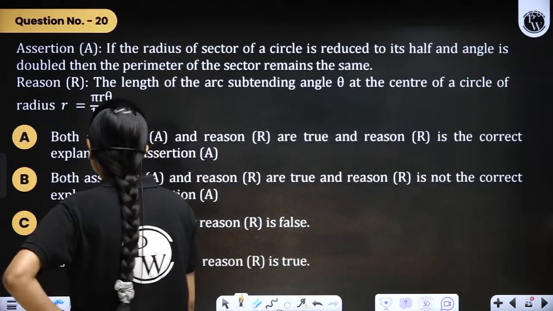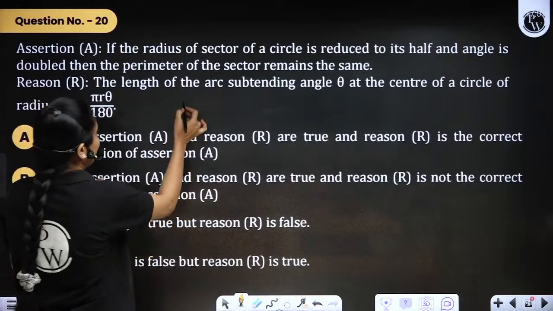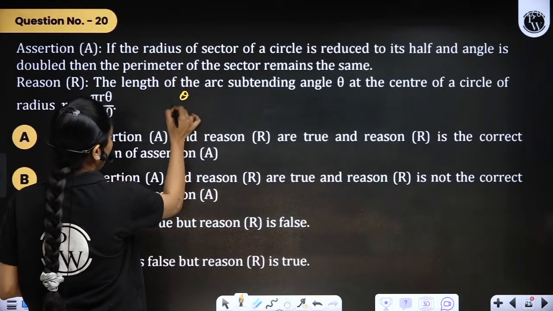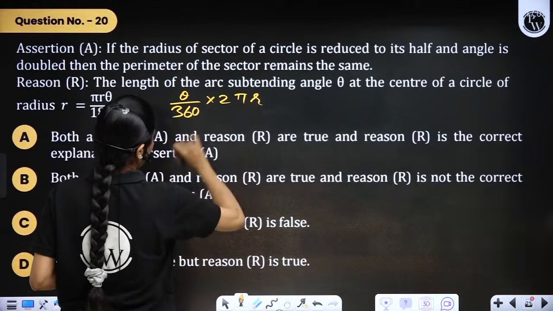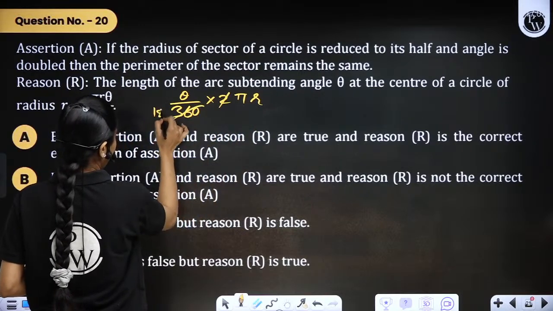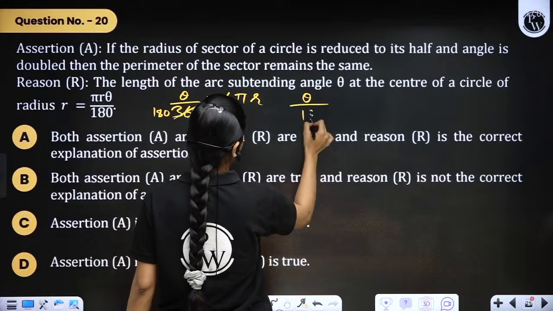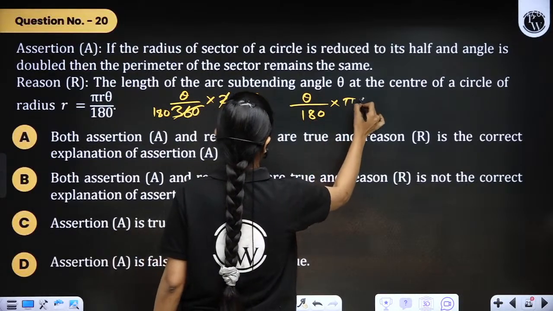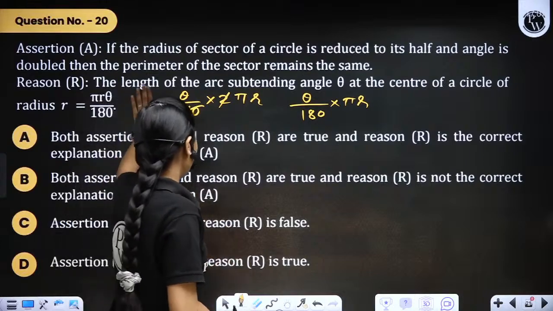So how can we say? Here clearly the second one is correct, because the formula for length of arc is theta by 360 into 2 pi r. Now this 2 will get cancelled with 360 to give 180. So we are left with theta by 180 into pi r, that is pi r theta by 180. So the second one is absolutely correct.